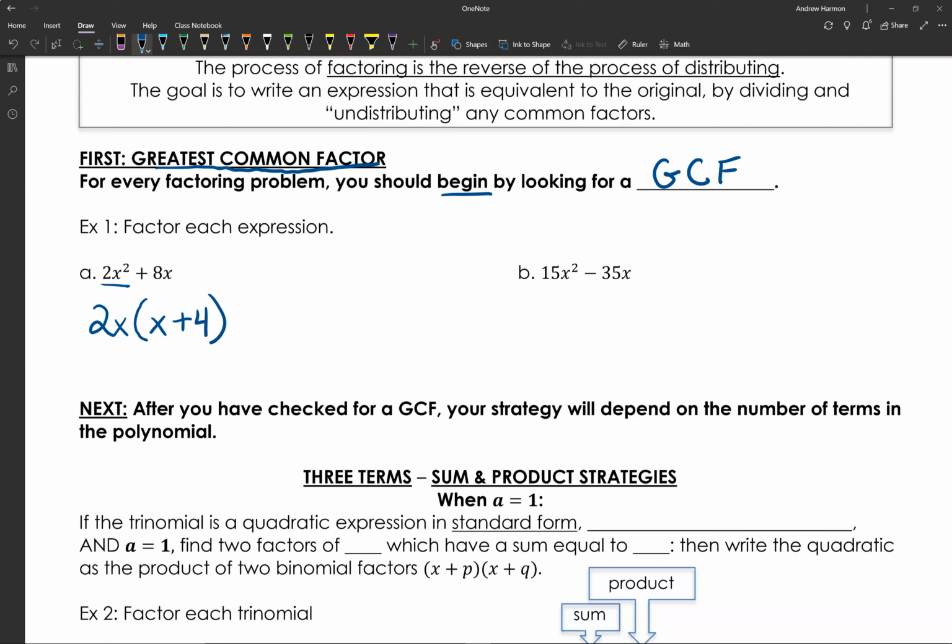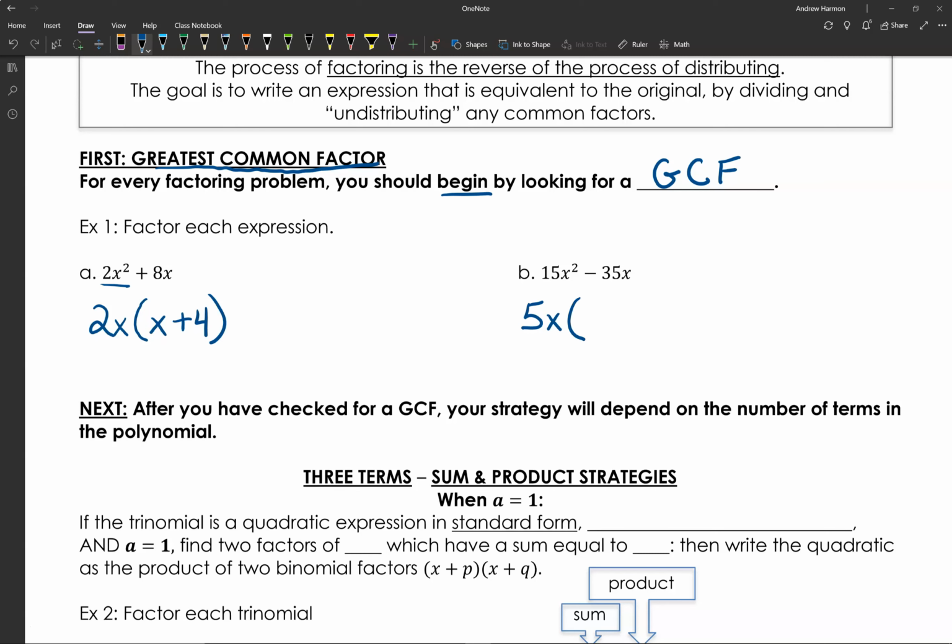And there we go. Now if you were to distribute that 2x back over to that x plus 4, you would get back to that original expression. Let's look at letter B. So in this one, we've got 15x squared and 35x. So the largest number that goes into both 15 and 35 is 5. And we have an x squared and an x. So we'll just bring out a single x because that's what both of them have in common.